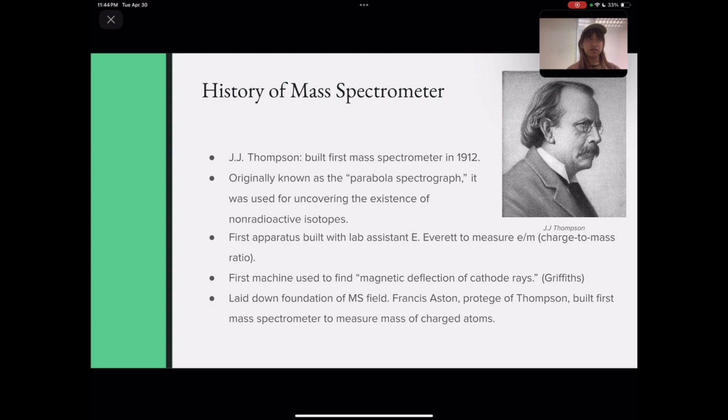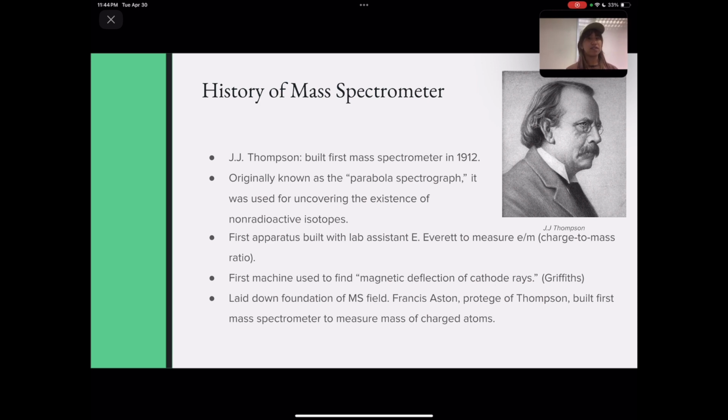Starting with some history, the main founder of this, J.J. Thomson, who is also very much known as the discoverer of the electron, built the first mass spectrometer in 1912. This was originally known as the parabola spectrograph, but it was used for uncovering the existence of non-radioactive isotopes. This was first built with him and his lab assistant E. Everett, which measured e/m, which is now modernly known as m/e, which is the charge-to-mass ratio.